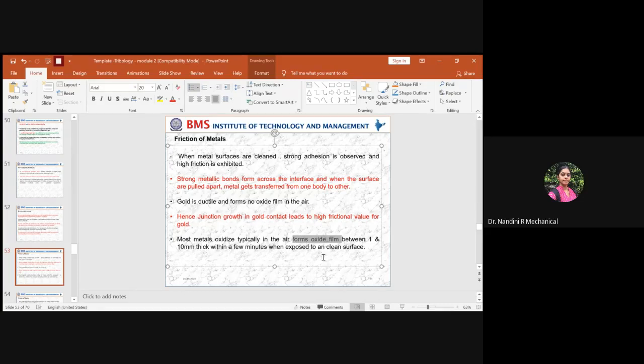But gold, which is ductile, doesn't form any oxide film when you expose it to air. As a result, even though you use gold ornaments continuously, it won't form any oxide layers across the surface or any type of corrosion. It is free from external environment variations, and hence the cost of gold is also high. So these are the few things you have to understand when we speak about friction related to metals.